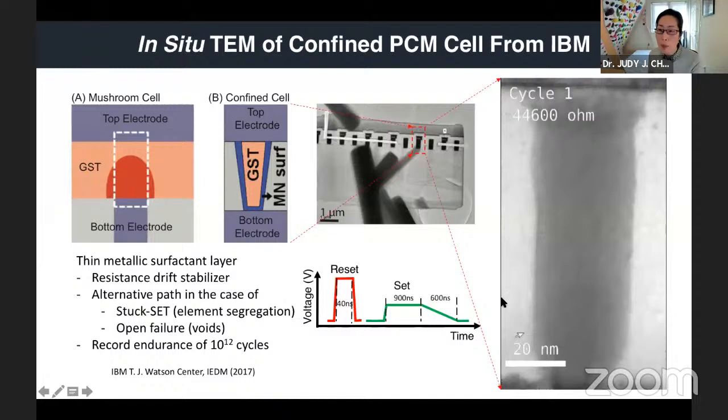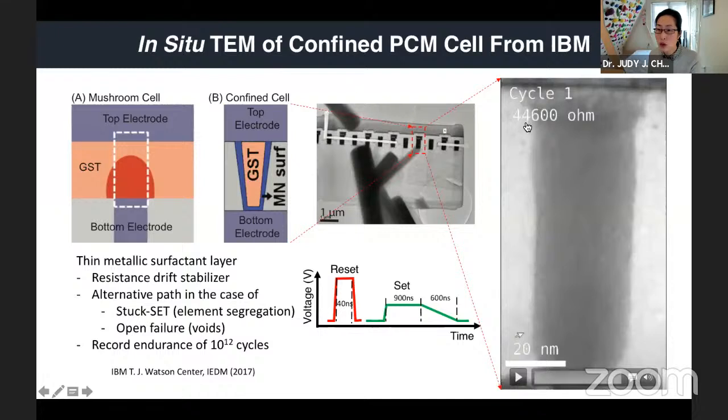So to operate this device, we're using a reset pulse. The reset pulse is going to make it into an amorphous, high resistance state. We're using a reset pulse of about 40 nanoseconds. And for the set pulse, that's going to crystallize the PCM. We're using a longer time duration to give it enough time to crystallize. And also the voltage is actually slightly lower than reset. So let me play this movie right now.